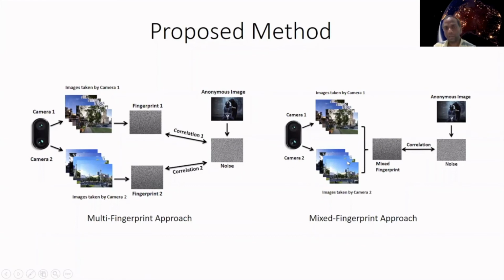In the other one, we get the fingerprint from each of these cameras, but instead of storing two different fingerprints, we combine them and store the combined fingerprint, which we call a mixed fingerprint. And at the time of matching, we get the noise and do the correlation to find out if the noise matches the mixed fingerprint. So these are the two different approaches that we explored in this particular work.